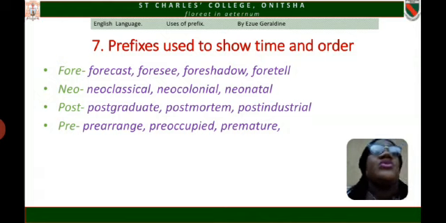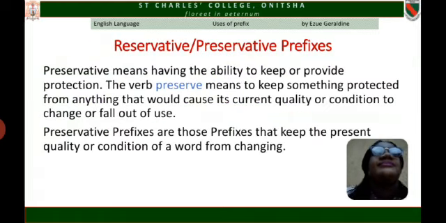Then we have post. Post shows time. Postgraduate, you have graduated and you continue your study. Then we have postmortem. A postmortem is a kind of award given at the time that somebody is already dead. Then we have post-industrial. Then we have prearrange, preoccupy, and premature. It shows order. These are the uses of prefixes.